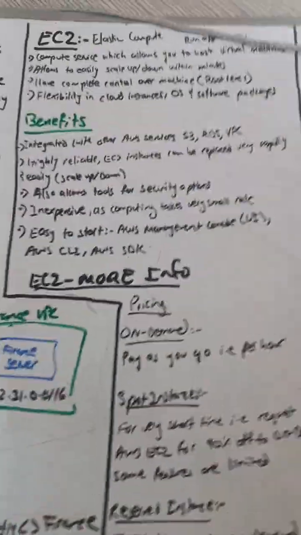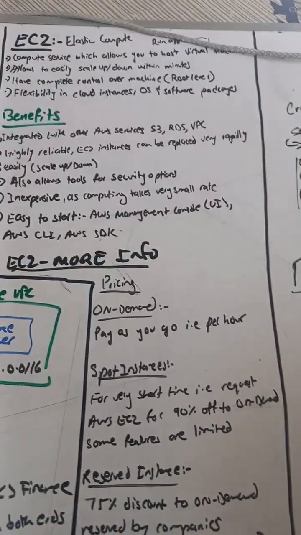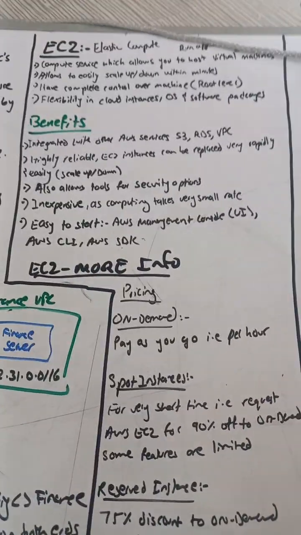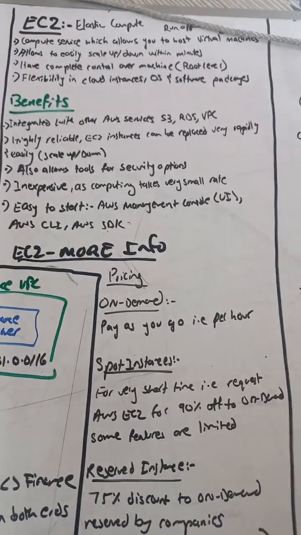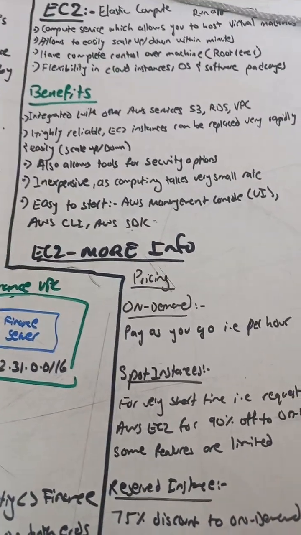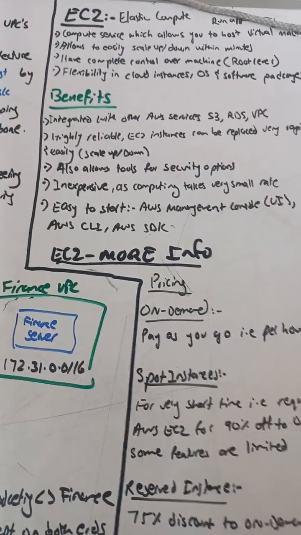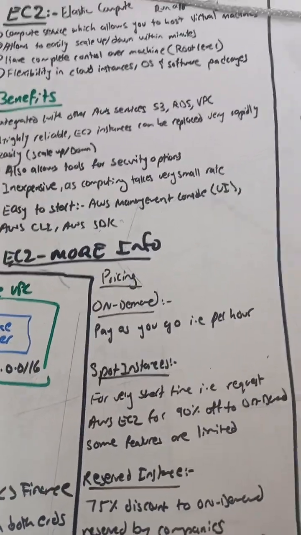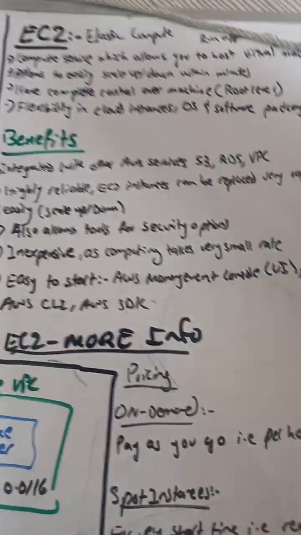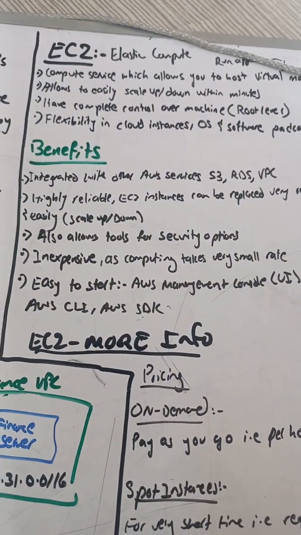So these were the benefits as well, like scalability. You can scale it whenever you want. You have root level access to it. You have flexibility towards the different OS packages that you can install on it. You can use it to host virtual machines. Other than that, it is integrated with other AWS services as well. So for example, S3, RDS, VPC, we will be talking about what these services are afterwards.